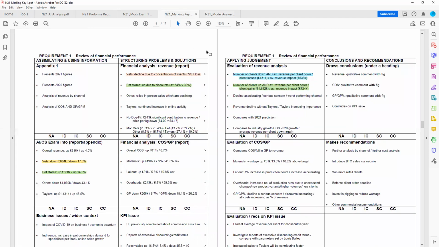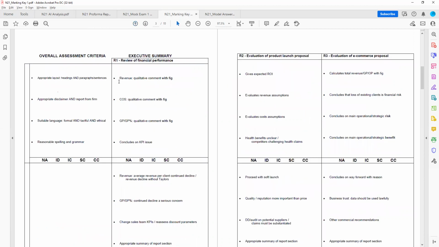Because if you look at the marking key, if you look at the conclusions, you can see revenue, cost of sales, gross profit, KPI issue. And then if you look at the exec summary, revenue, cost of sales, gross profit, KPI issue, of course they're there because that's what you've been asked to report on. And therefore they need those numbers with a comment in the conclusions and in the exec summary.